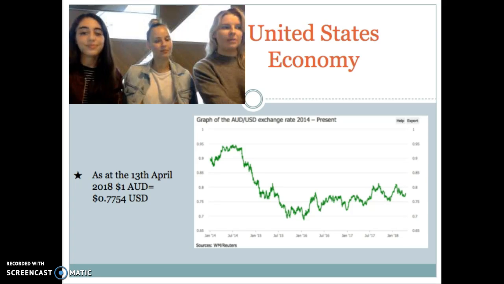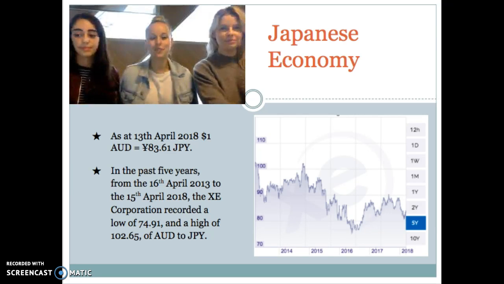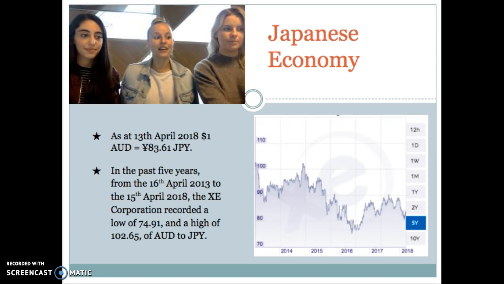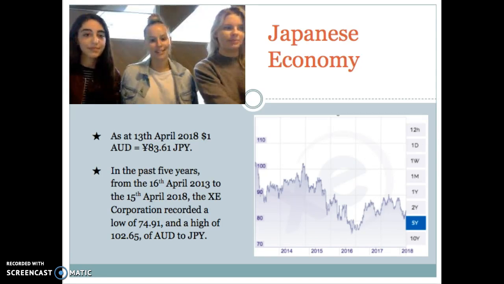Now, we will provide a brief background into the Japanese economy in relation to the Australian dollar. The Japanese yen is the official currency of Japan. It is the third most traded currency in the world and the most traded in Asia. Currently, the exchange rate is at 83.61, according to the Reserve Bank of Australia, the RBA. Therefore, one Australian dollar equals 83.61 Japanese yen.